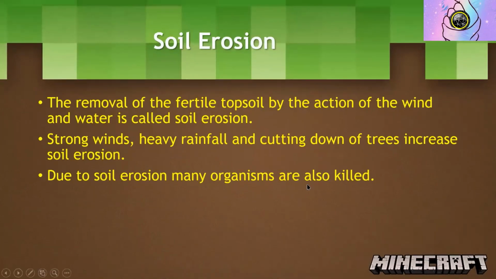Soil erosion. So what is soil erosion? The removal of fertile topsoil by the action of wind and water is called soil erosion. Strong winds, heavy rainfall, and cutting down of trees increase soil erosion. Due to soil erosion, many organisms are killed.